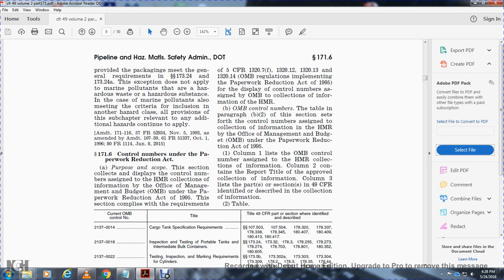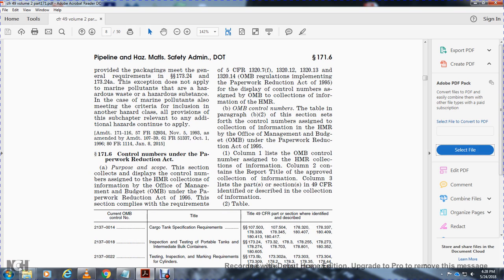All right. We're going to skip the 171 control number under the Paperwork Reduction Act. The purpose and scope of the section is the collection and display of the control numbers assigned to the hazardous materials regulation collections by the Office of Management and Budget under the Paperwork Reduction Act of 1995.